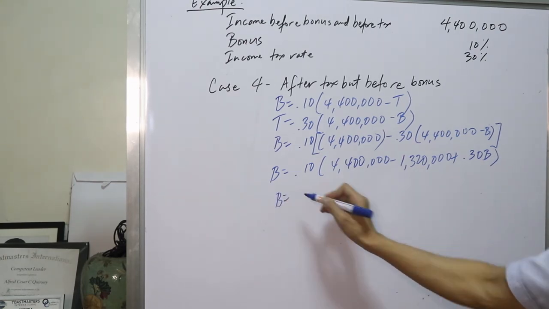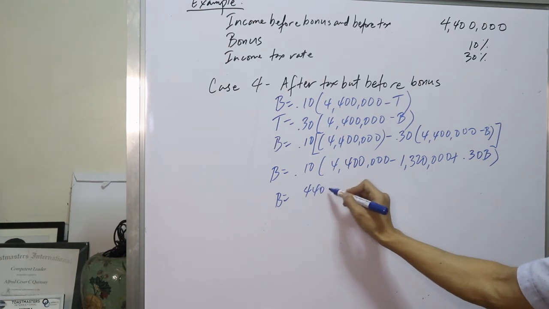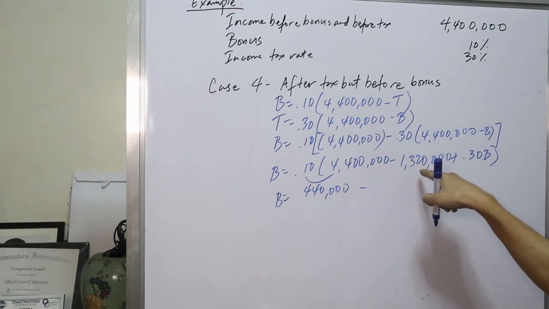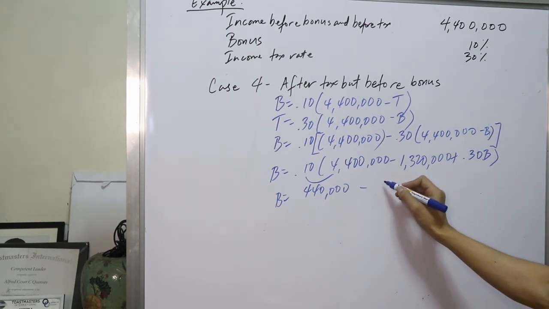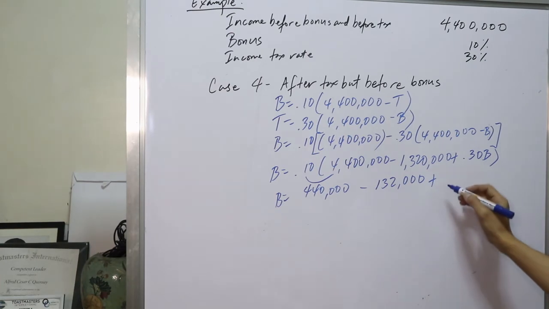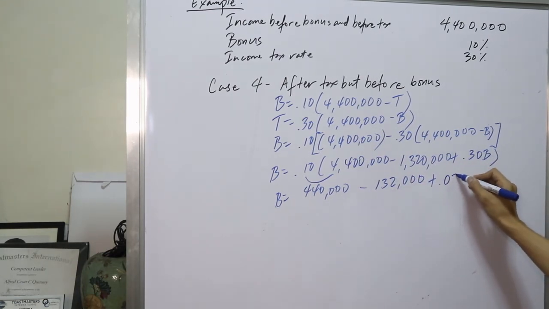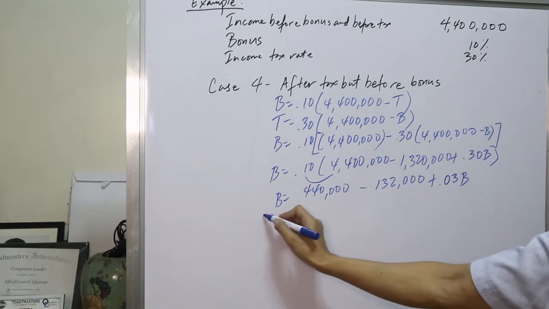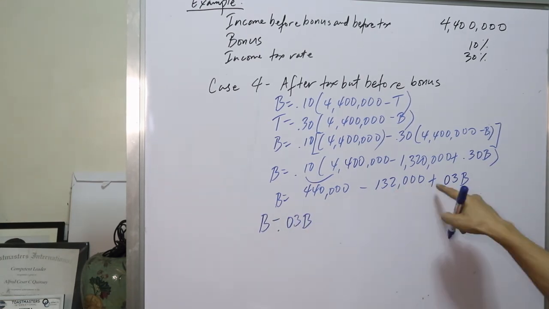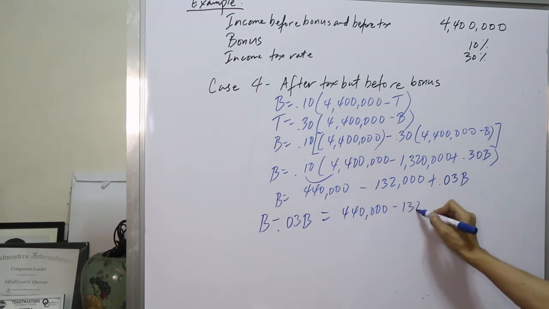Okay, so this one, i-rewrite natin yung next line is 440,000. This 0.10 times 4,400,000, so 440,000. This one. Less 0.10 times negative 1,320,000 will give you 132,000, so 10% of this one. Plus 0.03, so 0.10 times 0.30 will give you 0.03 B. There. So i-transpose natin B. This will become B less 0.03 B. Ito yun. So from positive, naging negative siya. And then equals. So 440,000 minus 132,000.